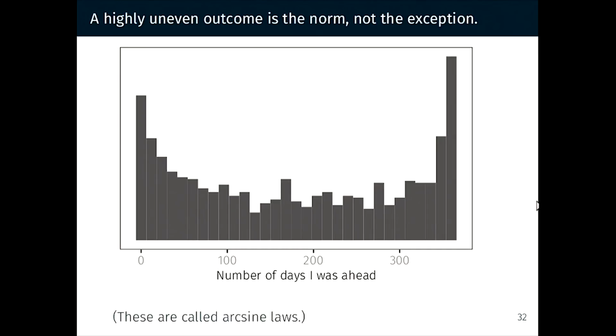But we might imagine, like most symmetric distributions, that it kind of peaks around the middle. It peaks around us just being even, ahead half the time, behind half the time, and then falls off. But it's the opposite. The most common value is just I'm ahead the whole year or I'm behind the whole year. It's pretty crazy. And what's even crazier about this is that all these probabilities can be computed with essentially elementary calculations. A lot of really clever tricks, but elementary calculations. And these are called arcsine laws.